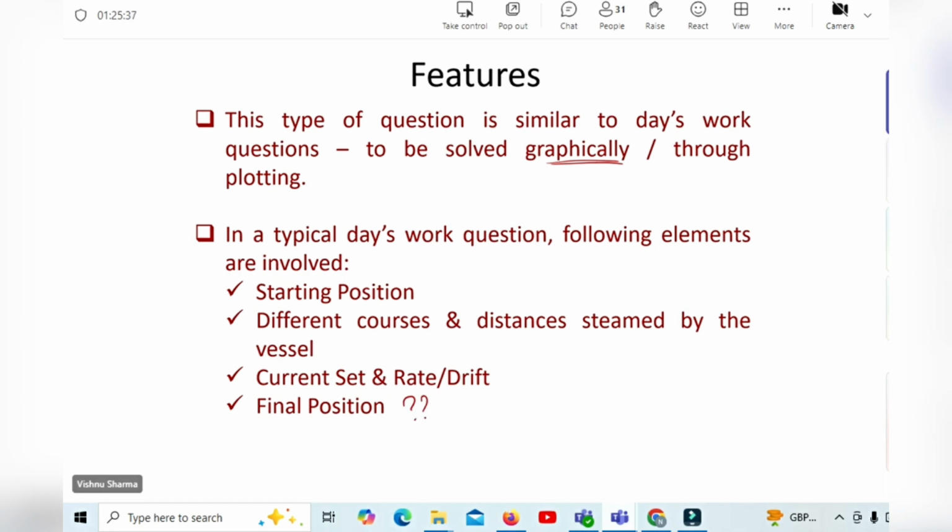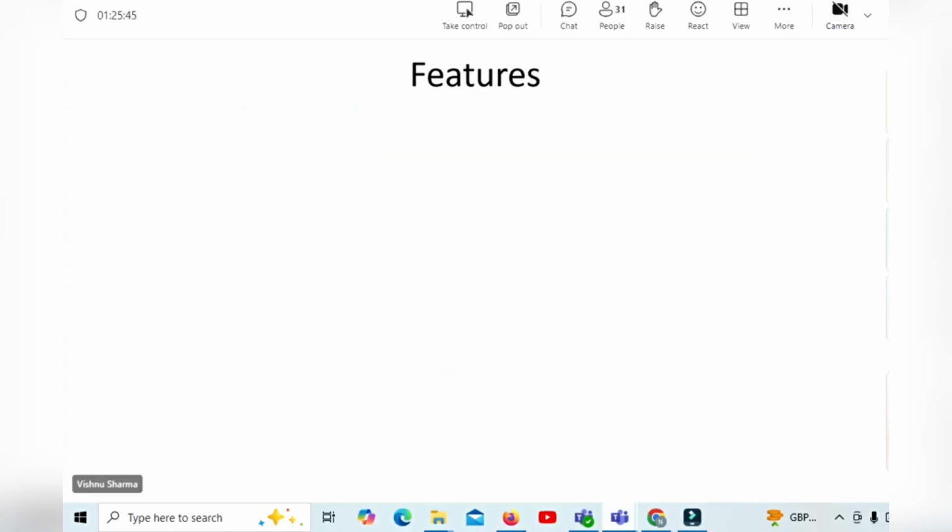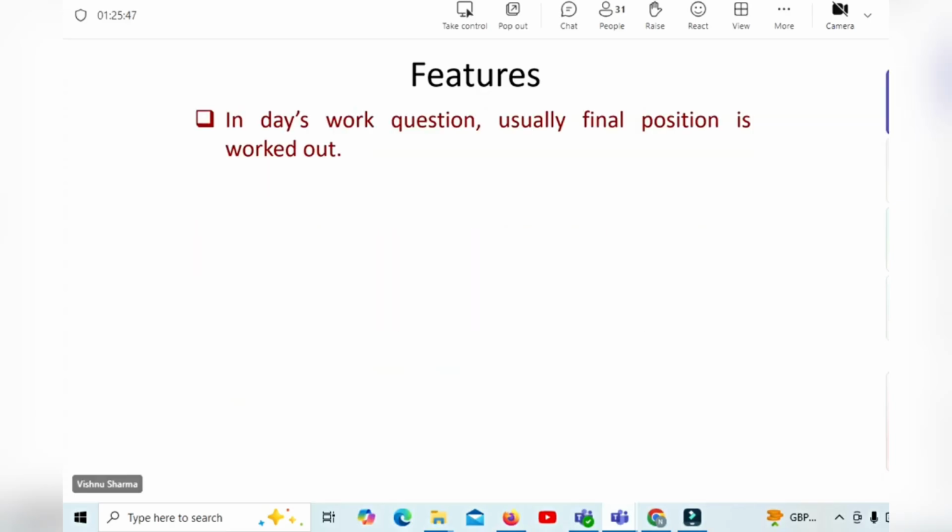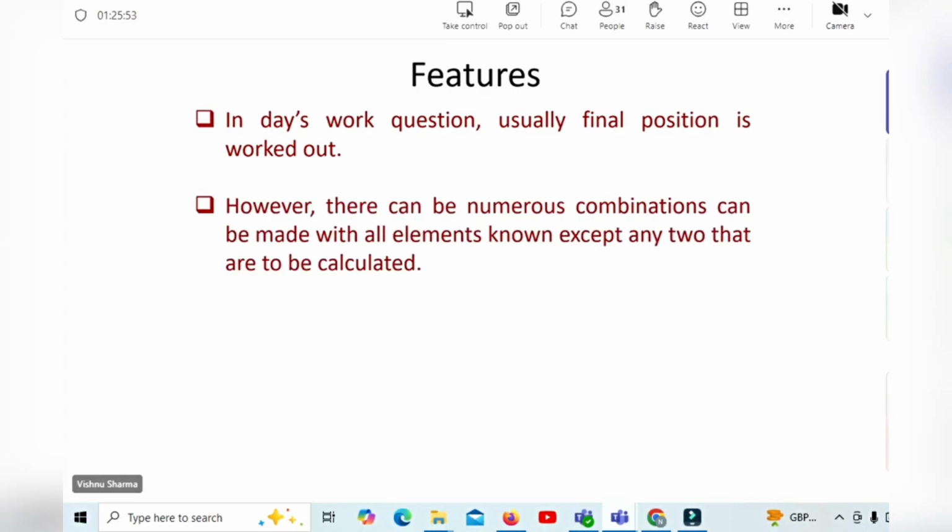Okay. Now, in the same thing, if I give you the final position and remove something from the top, they become missing leg questions. In day's work questions, usually the final position was asked. However, numerous combinations can be made in which I can give you all elements.